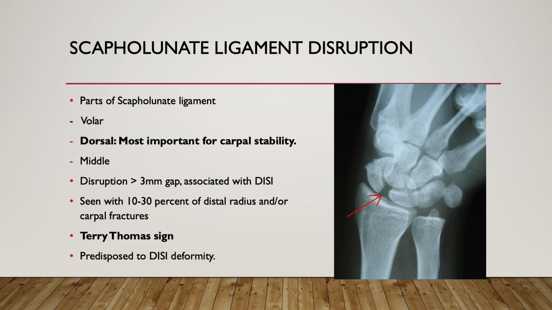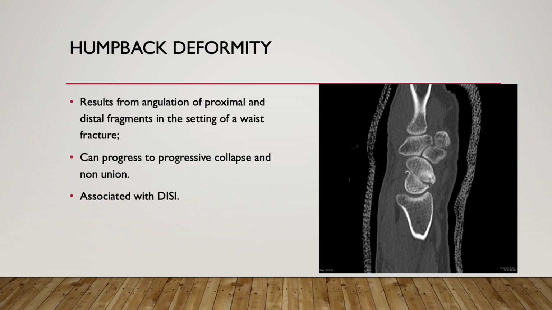There are different parts of the scapholunate ligament: the volar part, the dorsal part, and the middle part. As we can see, it is basically a sandwich: the upper part, lower part, and middle part, right? The dorsal part is the most important for stability. Disruption with more than a 3 mm gap is associated with an entity known as DISI that we are going to read further. It is seen in 10 to 30% of distal radius and carpal fractures. This is the Terry Thomas sign.